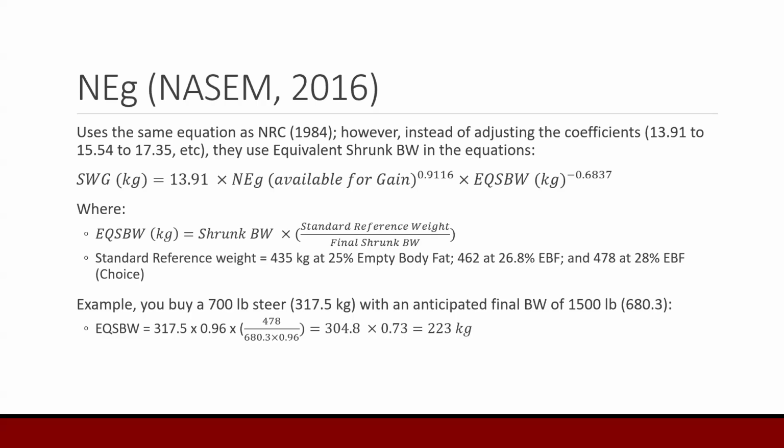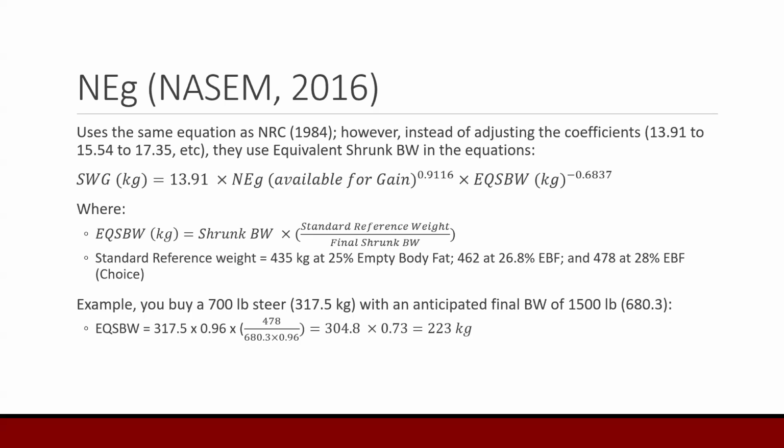So as an example, we buy a 700-pound steer, so that's 317.5 kilograms. Anticipated final body weight is 1,500 pounds, so that's 680.3 kilograms. So equivalent trunk body weight, 317.5. So this would be equivalent trunk body weight at the start of the feeding period.